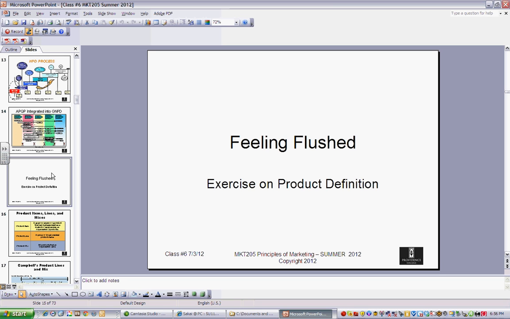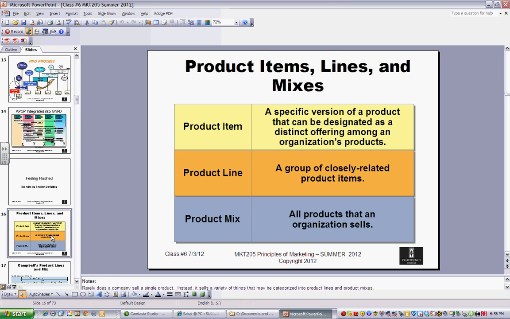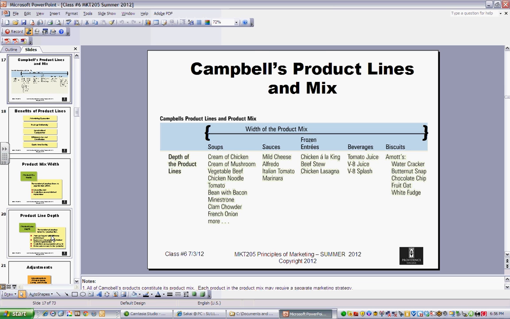I put up a question related to that before. We'll follow up on that a little bit later. The next slides talk about the different elements of a product. There are product lines, there are product mixes, there are different areas to product lines.